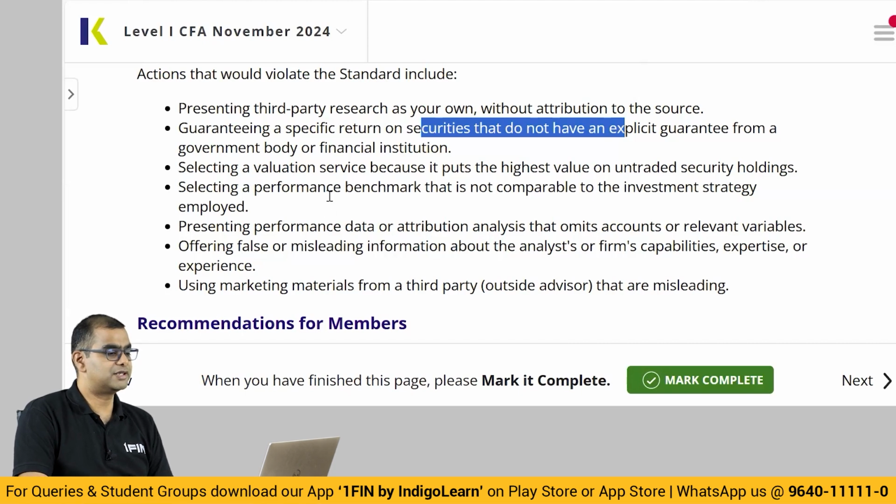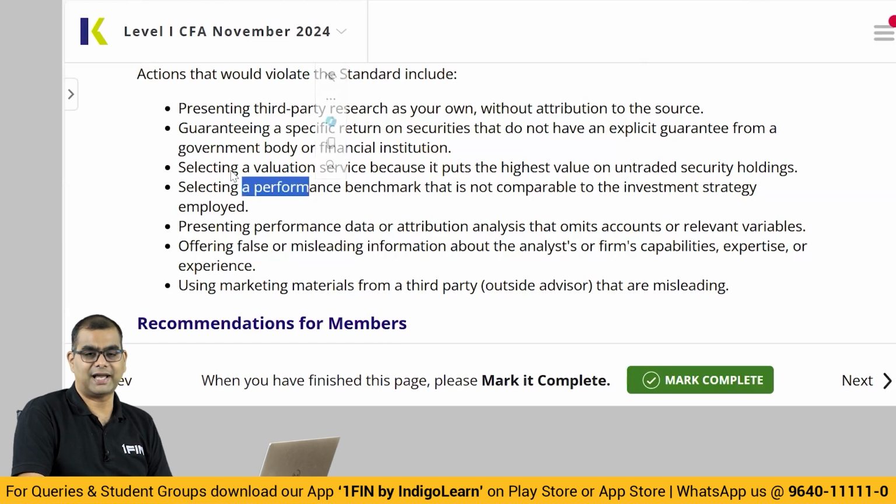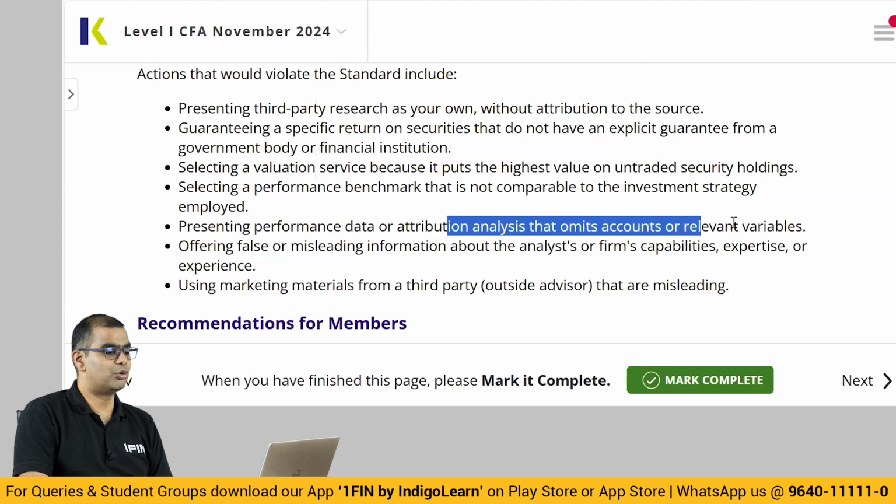Selecting a performance benchmark that is not comparable to the investment strategy. So you are investing in small caps and you show the performance comparison against Nifty. That is not correct. You should compare it against the Nifty Small Cap index. Presenting data or attribution analysis that omits accounts or relevant variables. So you cannot present data by cherry picking, choosing what is good and ignoring what is bad. That is not the way.